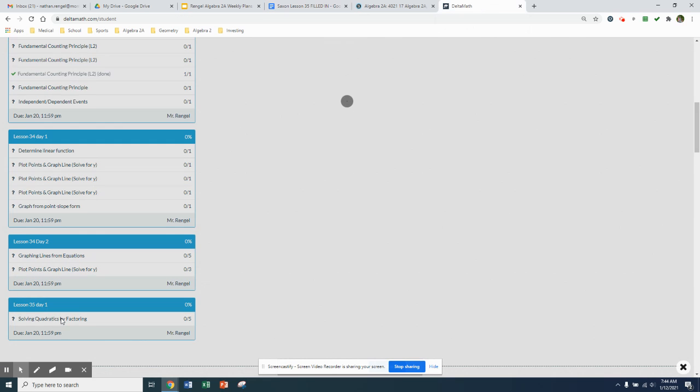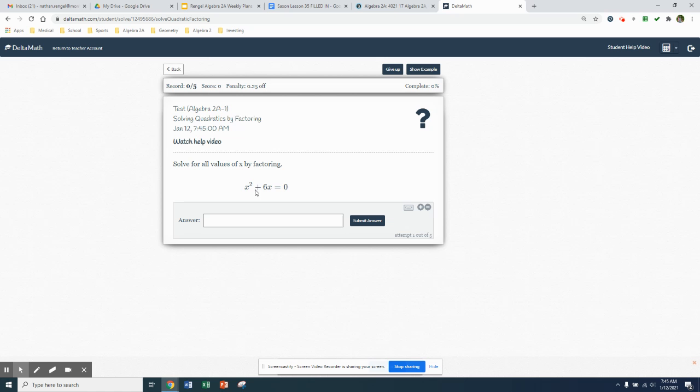So we'll head into our student page. Here's an example of one. I've got x squared plus 6x equals 0. So you look at that. How many terms does x squared plus 6x have? It has 2 terms. And I've got an x that's in common in both. So I'm going to factor out that x. So x comes out. I'm still going to have x plus 6 in parentheses equals 0.